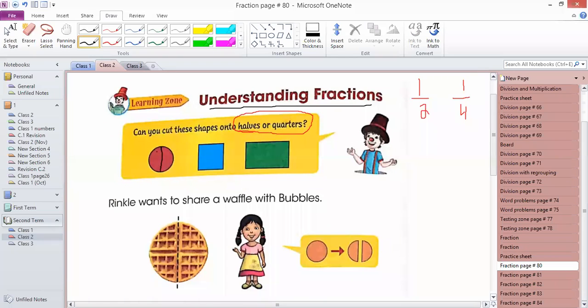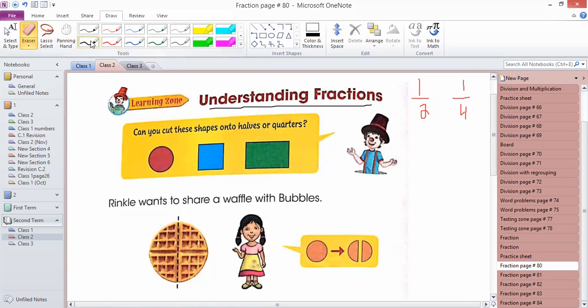Okay, so each part is 1/2. If I draw one more line from the middle, now it is divided into 4 equal parts. So each part is now 1/4. Yes, we can divide a circle into halves and also into quarters.